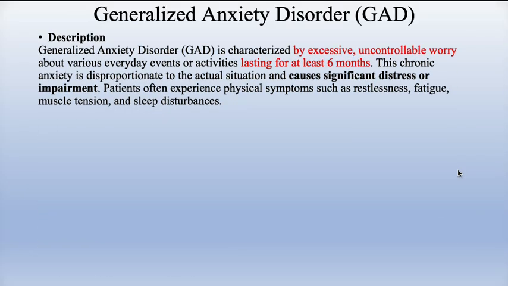So let's start by going over the description of generalized anxiety disorder, which is characterized by excessive. That is the key word in presentation. These patients are going to have excessive, uncontrollable worry about various everyday events or activities. These people just worry a lot. And the key is it's lasting for at least 6 months. This chronic anxiety is disproportionate to the actual situation and causes significant distress or impairment to these patients. Patients often experience physical symptoms as well, such as restlessness, fatigue, muscle tension, and sleep disturbance. So, these are excessive worrying patients, and the symptoms are lasting greater than 6 months.